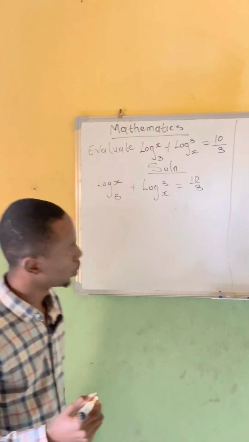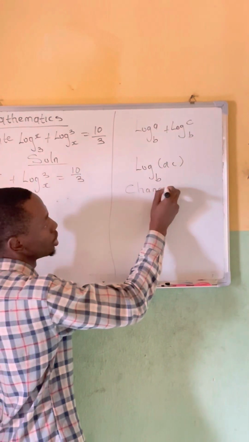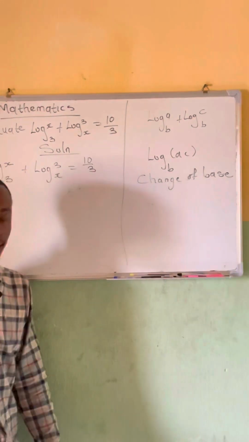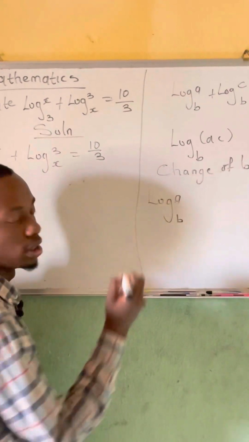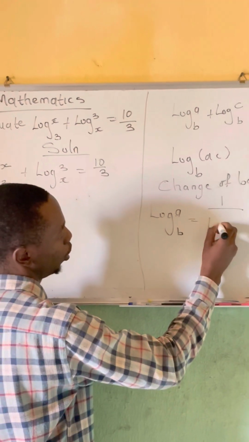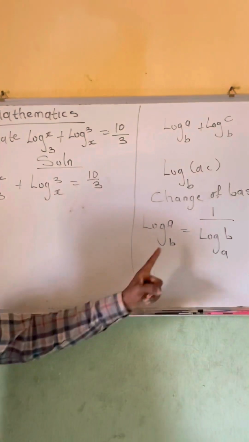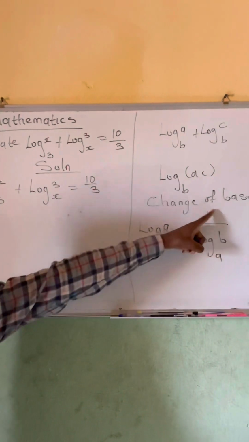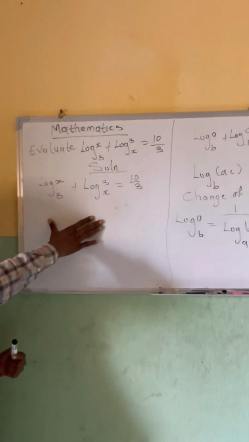So then what can we now do to make this more simplified? We apply a law of logarithm called change of base. And what does it state? It says that when you have log a base b, it can be written as 1 all over log b base a. Now, why is it called change of base? The base of this was b before, and now it has changed to a, hence the name change of base. So we are going to employ this mechanism in evaluating this question.